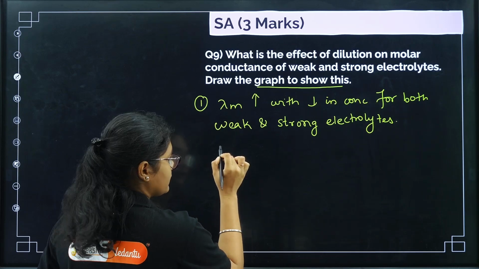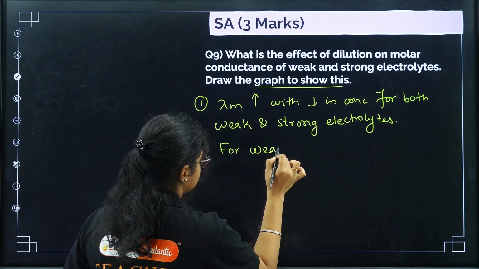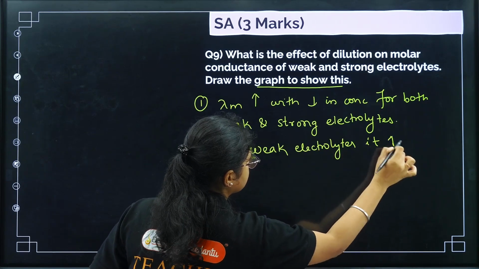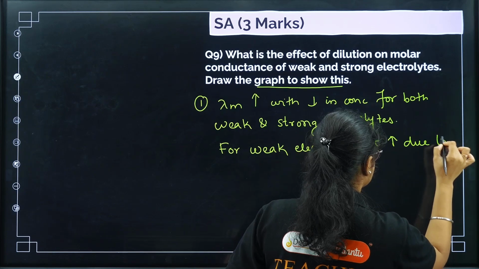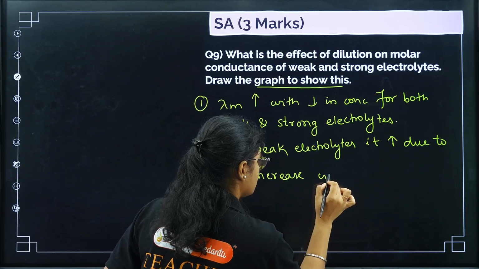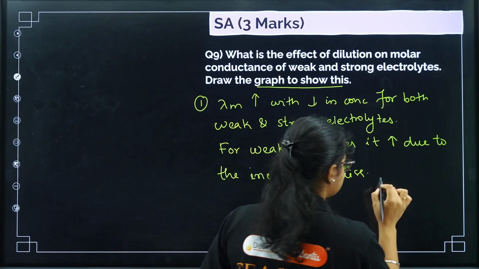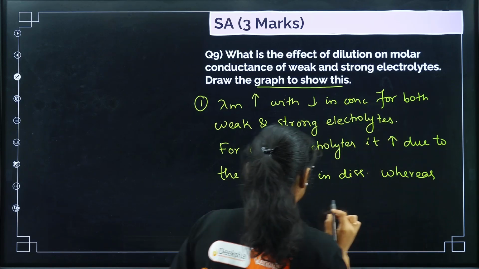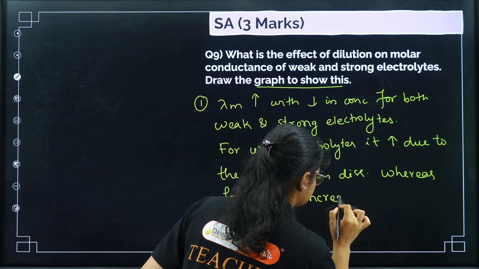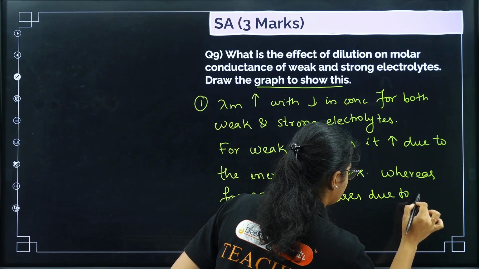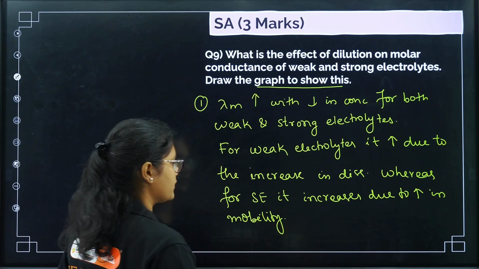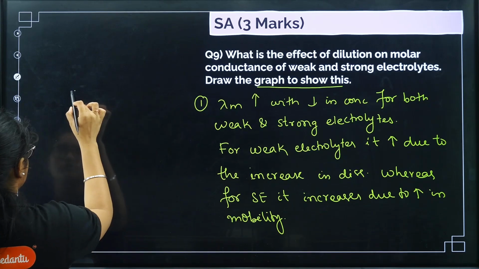Next point you can write down is that for weak electrolytes, it increases due to the increase in dissociation, whereas for strong electrolytes it increases due to increase in mobility. Then draw the graph for this. So you can just draw the graph.